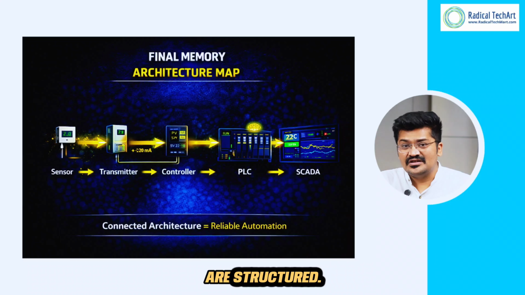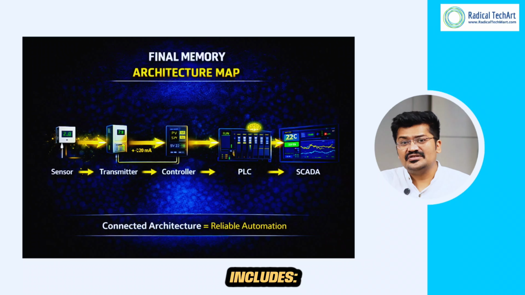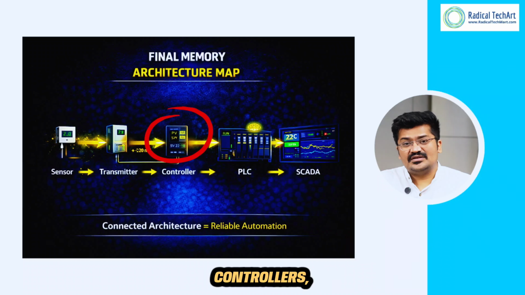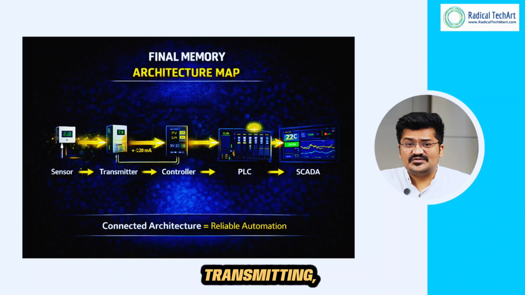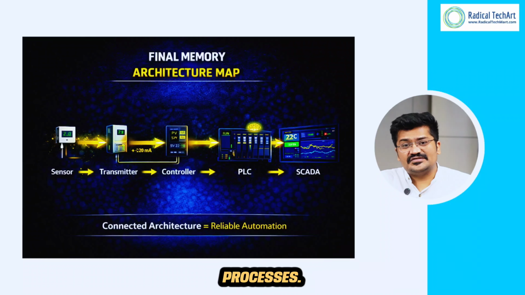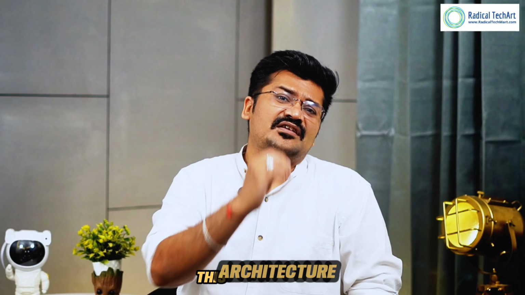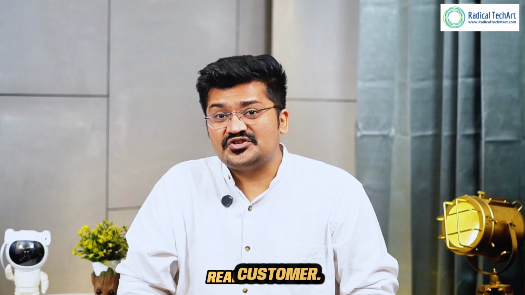In this module, we have learned how industrial automation systems are structured. The basic system architecture includes sensors, transmitters, controllers, PLCs, and SCADA. Each component plays a critical role in measuring, transmitting, controlling, and monitoring industrial processes. Industrial automation systems are built by connecting multiple instruments into a structured architecture. Understanding this architecture helps application engineers to design reliable and efficient monitoring systems. In the next module, we will move deeper into industrial problem solving, where we will learn how to design complete solution for a real customer applications.